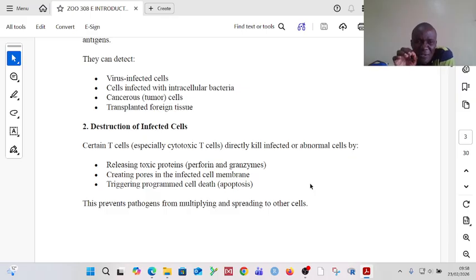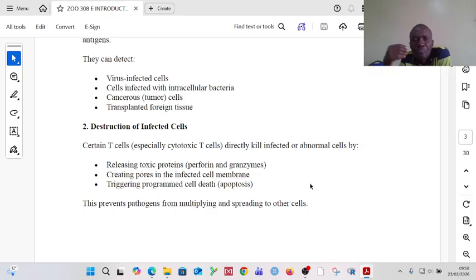The other role that the T cells do is the destruction of the infected cells. So there are special T cells, the cytotoxic T cells, which will directly kill a cell that is infected or a cell that is abnormal. It will kill directly. How do these cytotoxic T cells manage to either kill an infected cell or kill an abnormal cell? They are able to destroy infected or abnormal cells in around 3 ways.